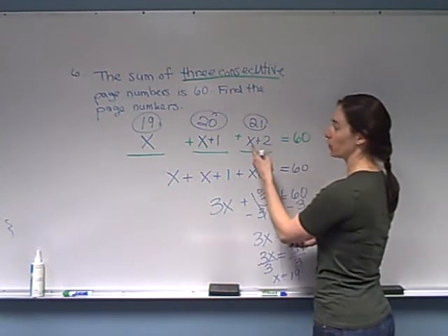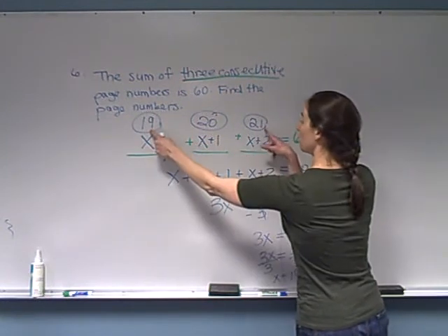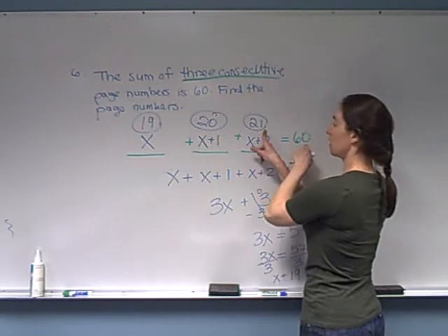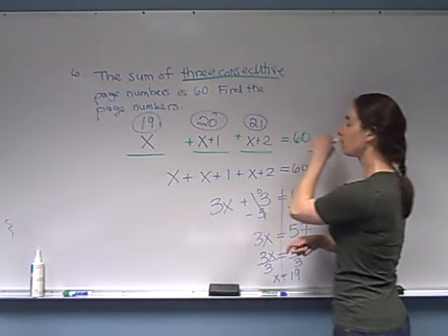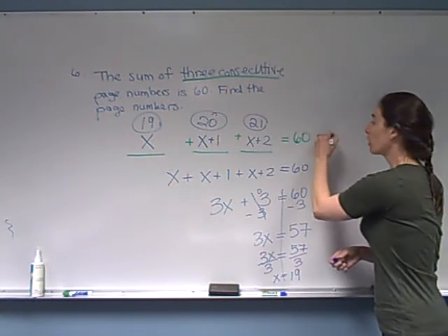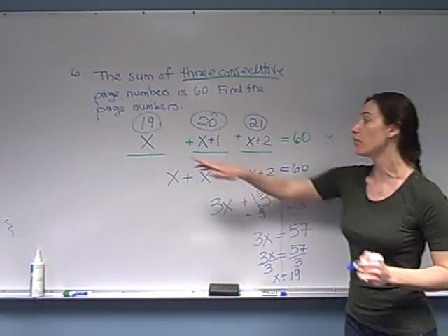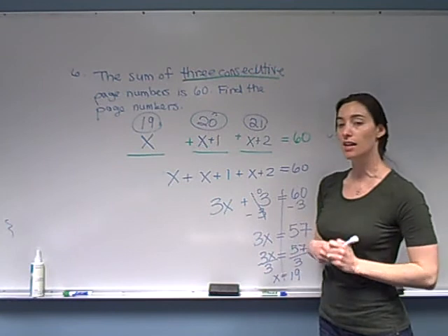So let's check our answer really quickly. 19 plus 20 plus 21. 1 plus 9 would be 10. Carry a 1. 2 plus 2 is 4, plus 1 is 5, plus 1 I carried. Yep, it's 60. So we checked our work. We know that we are correct, that we found 3 consecutive numbers that sum to 60, and we are done.